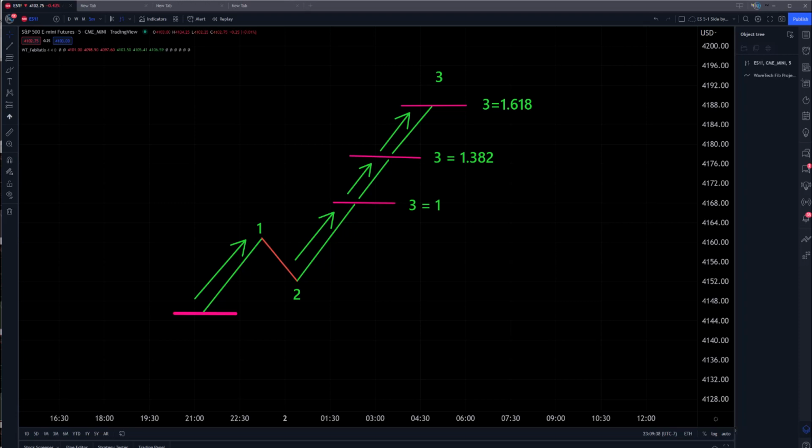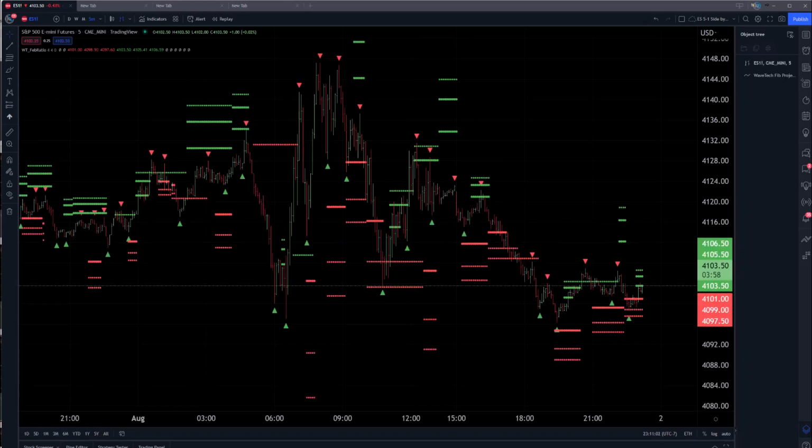The ratio is that wave 3 and wave 1 will be equal, or it will be a ratio of that. It will be 1.382 times the length of wave 1, or it will be 1.618 the length of wave 1. Now this is the basic calculation, but this is what the Fibonacci tool is doing. So this is what it looks like in hindsight.